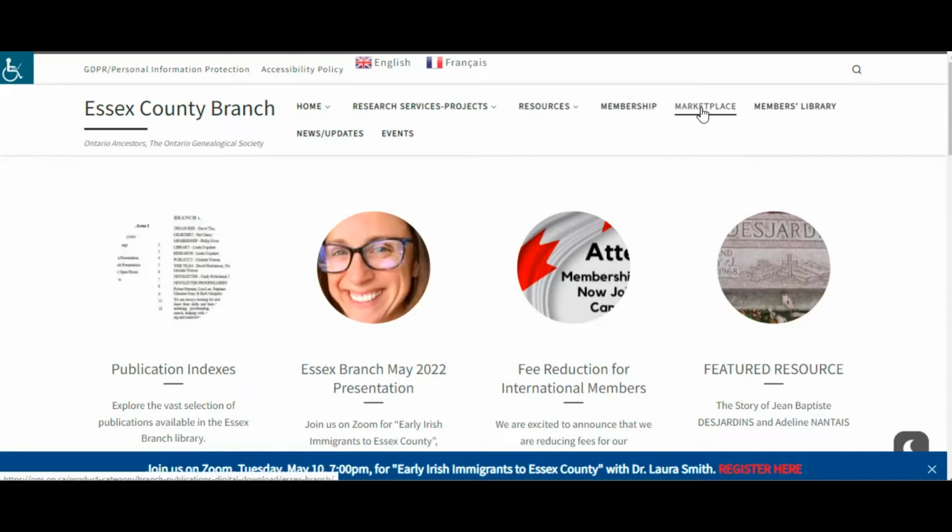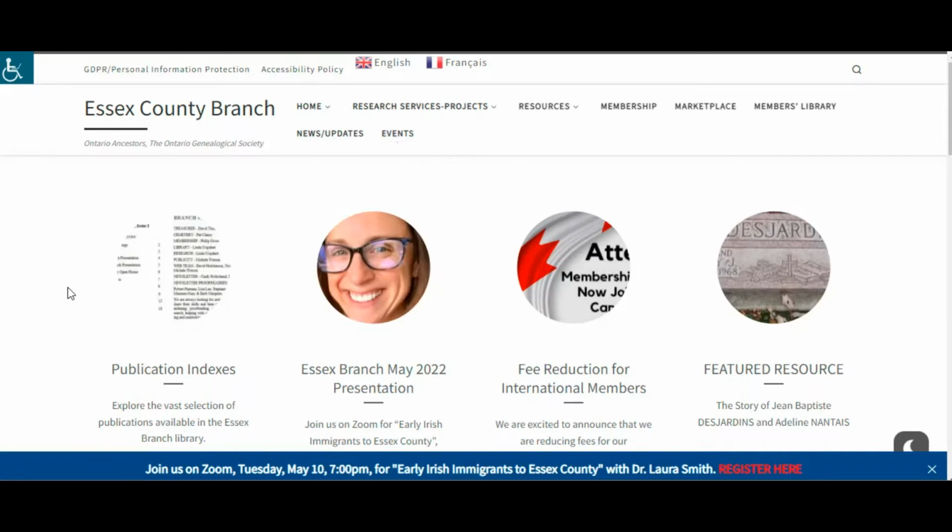And there's a marketplace, which will take you to another site where the Essex Marketplace is held. I'll go into that later as well. I will go into the members library later. There's a news section, which does give information about what's happening locally, as well as giving you the monthly updates. And the events tab would take you to the various events that are upcoming.